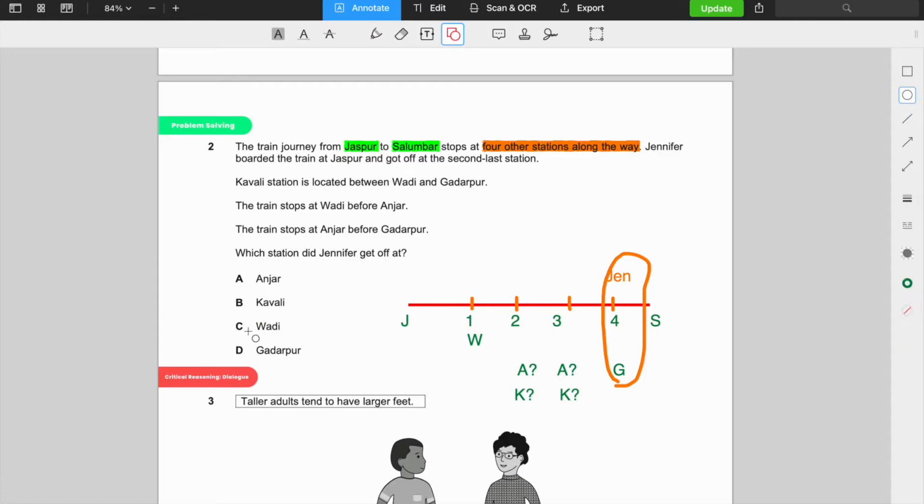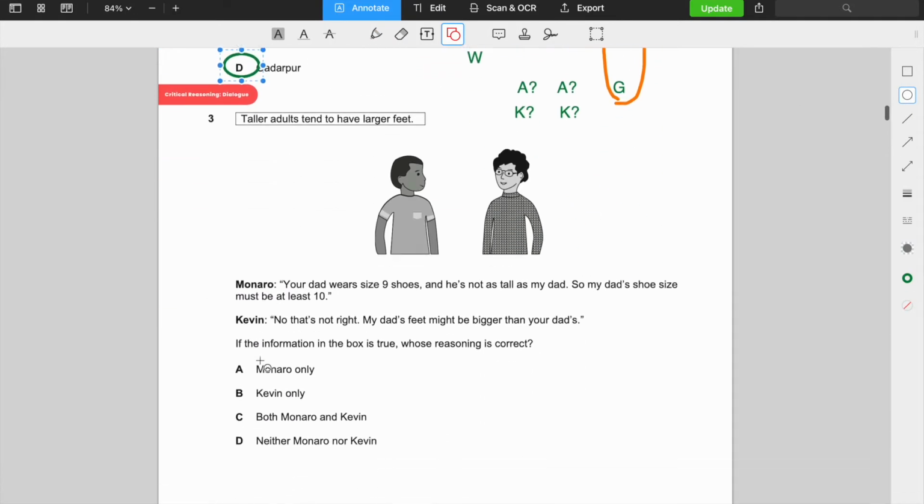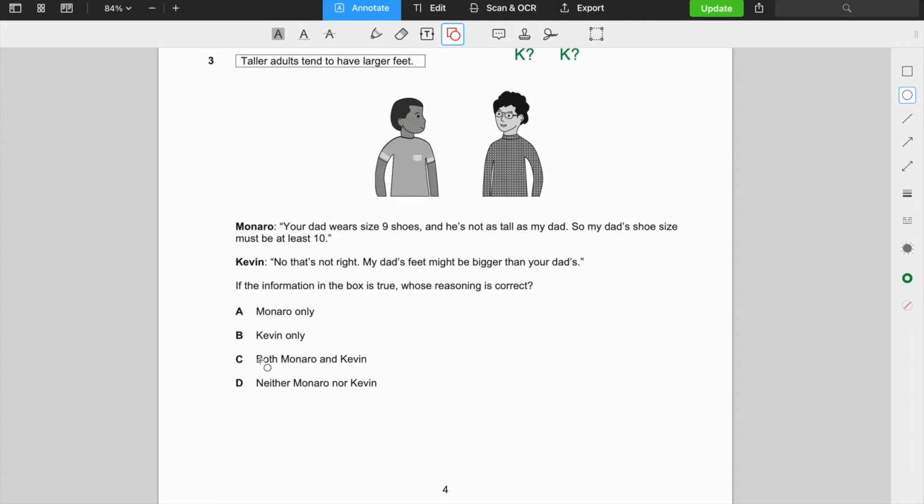Okay, moving on to question 3. Taller adults tend to have larger feet. Now the key words here are "tend to," which means usually but not always. Okay, that's really important to understand. Just because you're taller doesn't guarantee that you have larger feet. So this is not even a conditional statement. This is simply an observation pointing out a relationship, that taller adults tend to have larger feet.